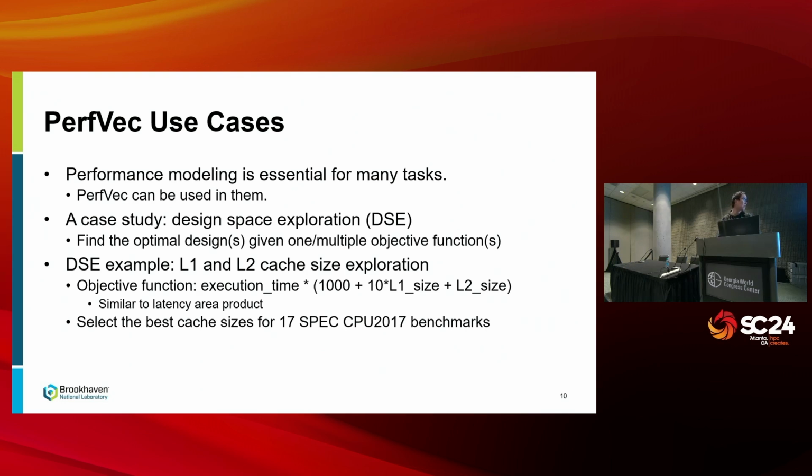The objective function we defined here is, first of all, the execution runtime, which is the performance. For the second term, you can think of it as a function of L1 cache and L2 cache, which is a function of the area of the die. Again, this is just an example objective function, and any objective function is workable here. The goal is to find the best L1 and L2 cache sizes given this objective function.